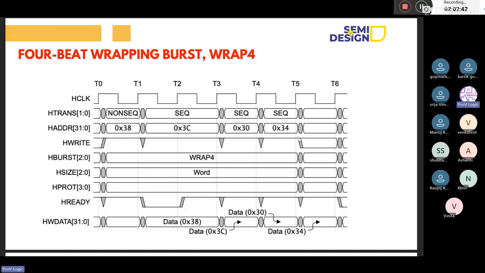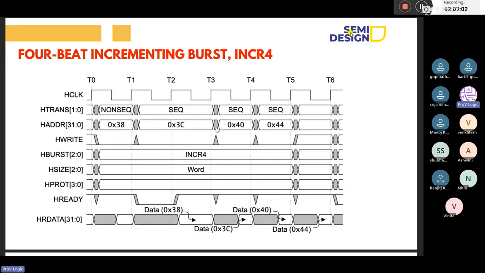Okay, its starting address is 30, though the selected start is within that range as non-sequential. So that's why we got 38 here. Okay, so 38, 3C, again going to the initial address 30, 34. But here in increment it is not going back to the initial state. It keeps on incrementing: 40, 44, 48, 4C, like that. Okay, this is for increment 4.